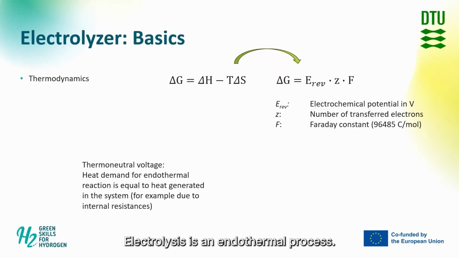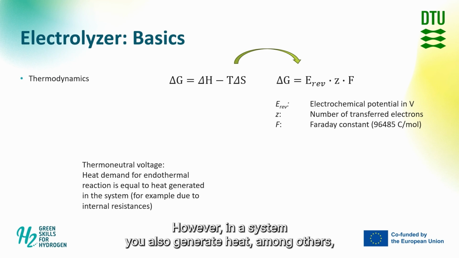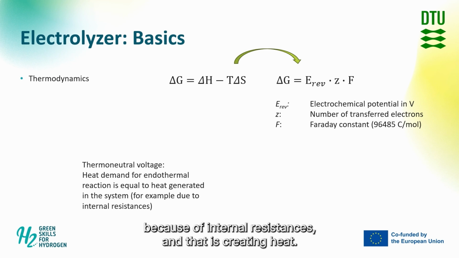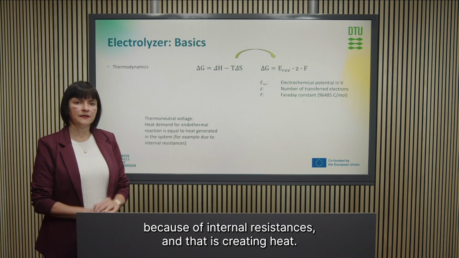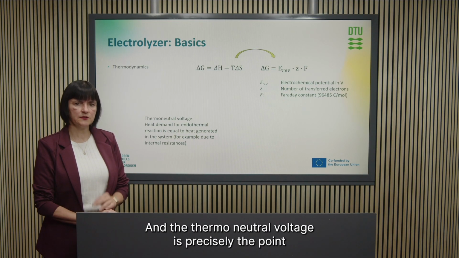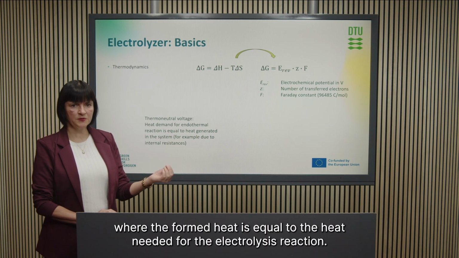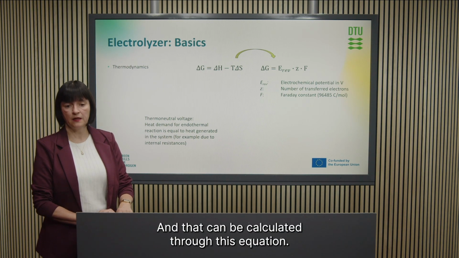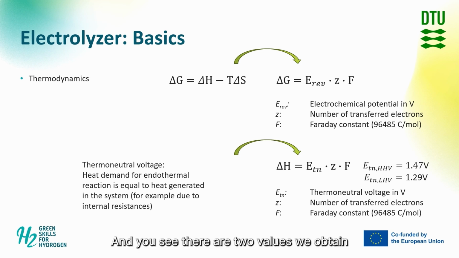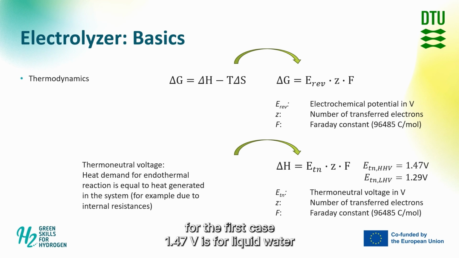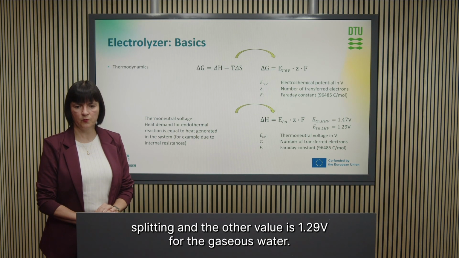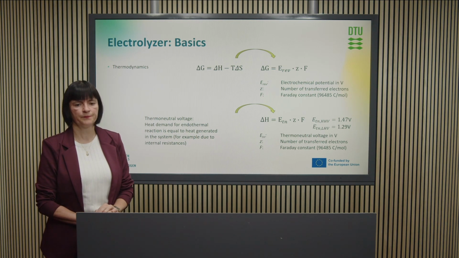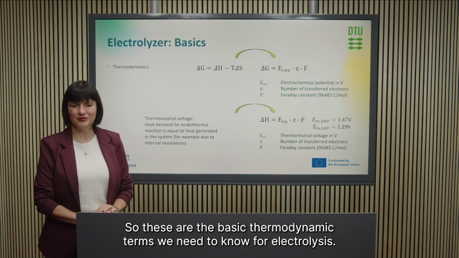Electrolysis is an endothermal process. However, in a system, you also generate heat, among others, because of internal resistances, and that is creating heat. And the thermoneutral voltage is precisely the point where the formed heat is equal to the heat needed for the electrolysis reaction. And that can be calculated through this equation. And you see there are two values we obtain. For the first case, 1.47 volt is for the liquid water splitting, and the other value, 1.29 volt, for the gaseous water. So these are the basic thermodynamic terms we need to know for electrolysis.